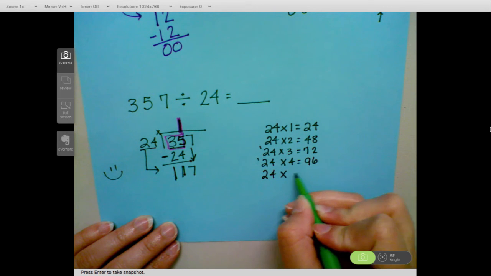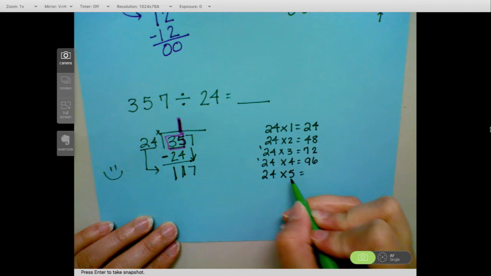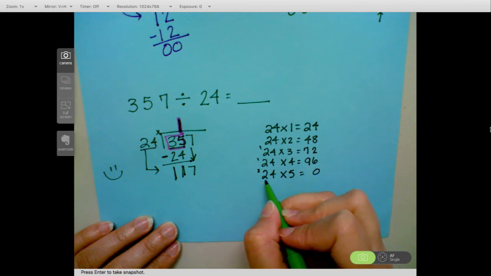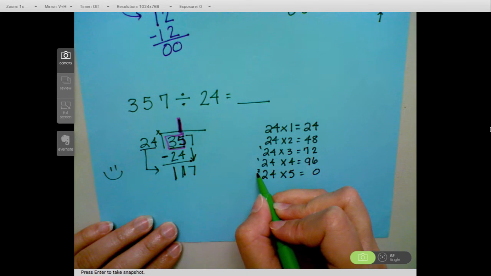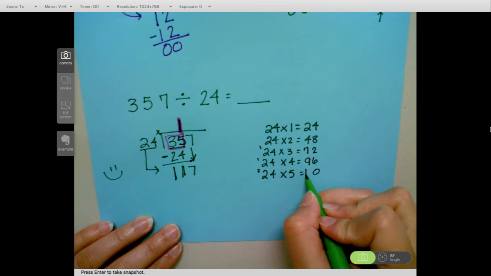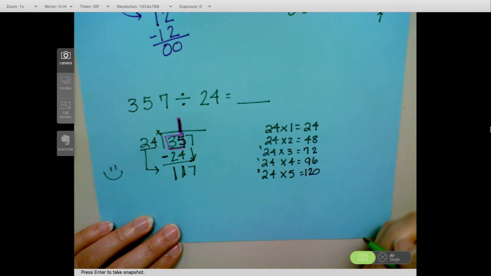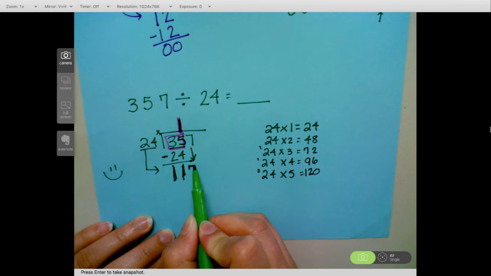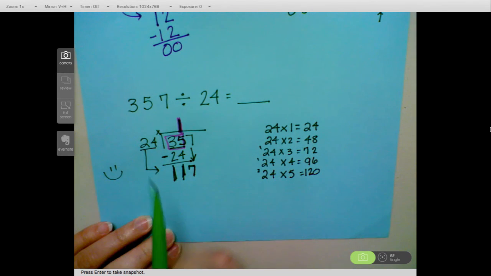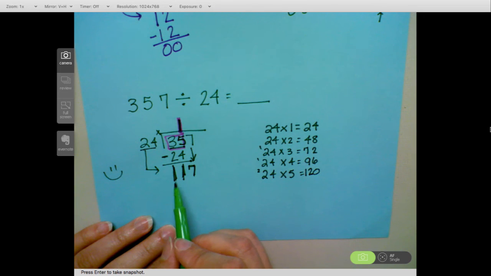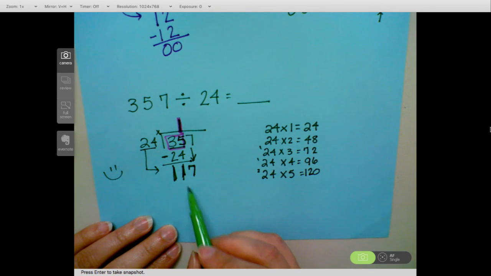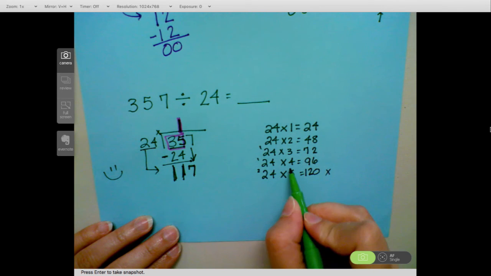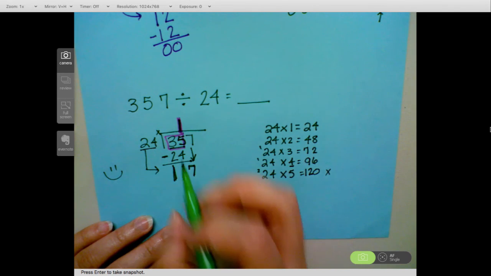I wonder if I can fit one more in there. 24 times 5 is 5 times 4 is 20. 0. Carry my 2. 5 times 2 is 10 plus 2, 12. 120. Uh-oh. I only have 117. How many sets of 24 can I pull out of 117? This is too many. So I can pull out 4 sets of 24. So I'm going to do 4.